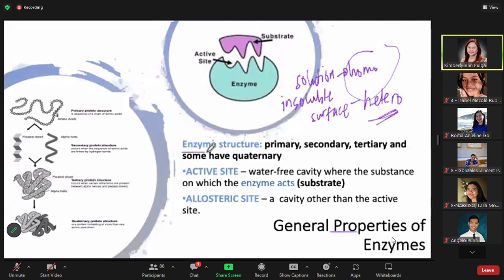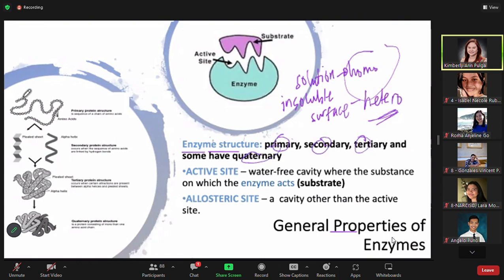So enzyme is considered a protein. So as a protein, each enzyme can have a structure, right? You still remember our discussion of proteins in Clinical Chemistry 1? Yes. So we have their different protein structures. Let's go back a little. You have your primary, you have your secondary, tertiary, and some have quaternary.